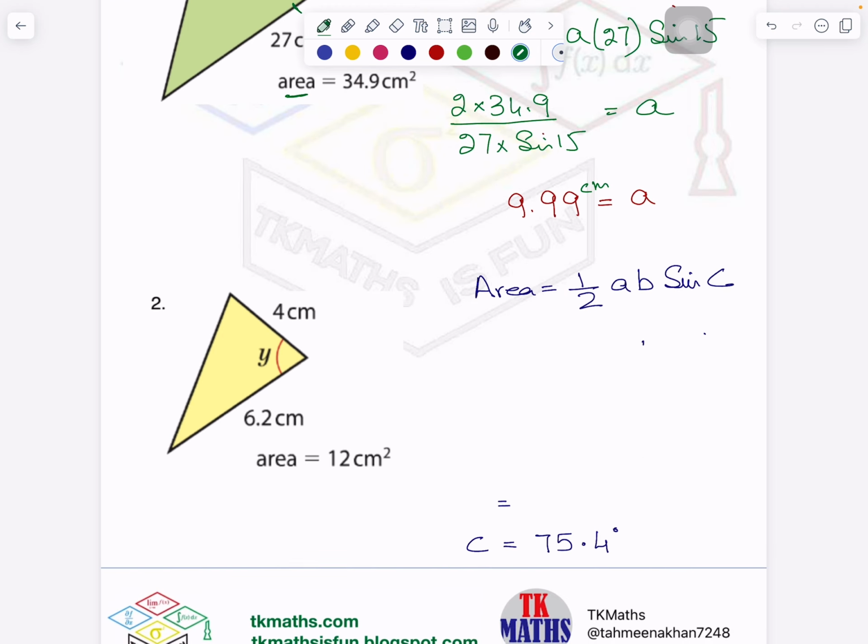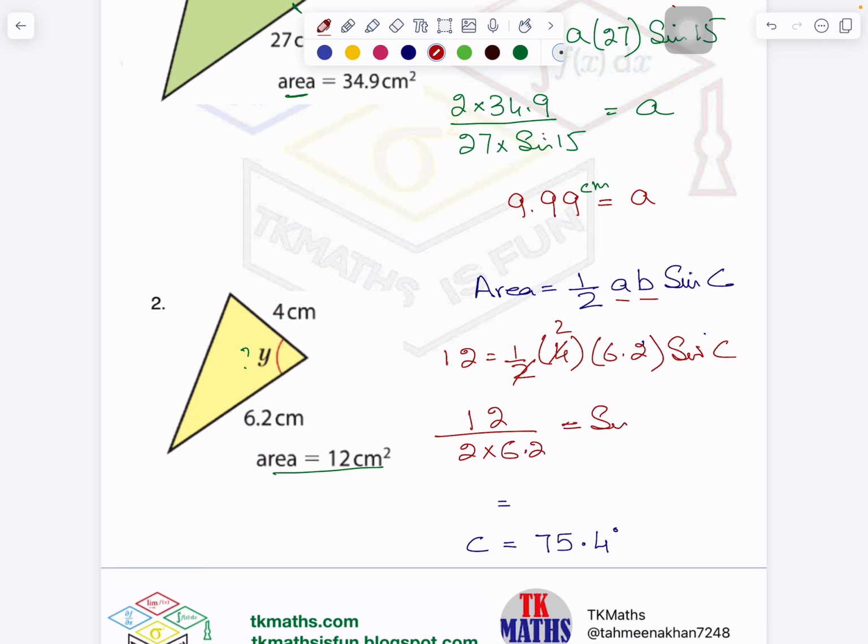Similarly, in this one, the angle is unknown, but the area of the triangle is given to you. So in the same formula, in place of area, you will write 12. And in place of A and B, which are your sides, you will write 4 and 6.2. And the angle you have to calculate. So now simple cross multiplication. If I want to cancel this out here, no problem. 12 divided by 2 into 6.2 is equal to sine of C.